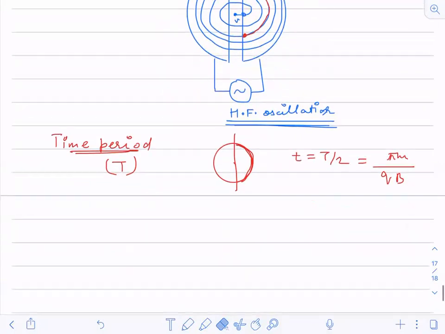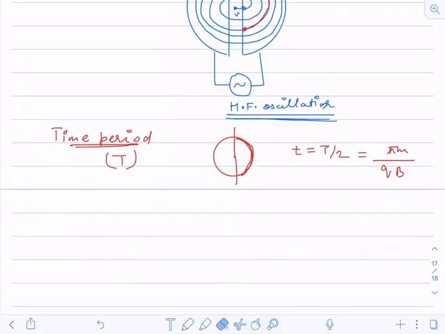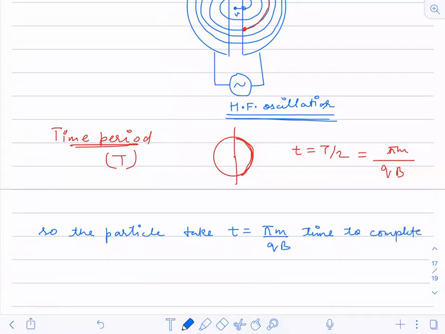So the particle takes t equals pi m by qB time to complete one half circle.